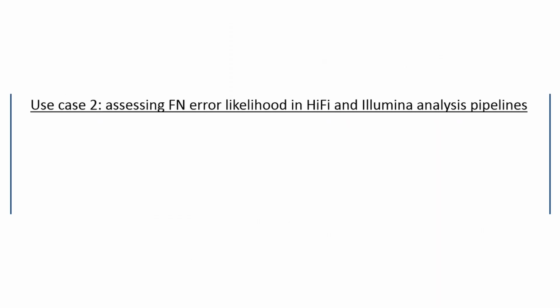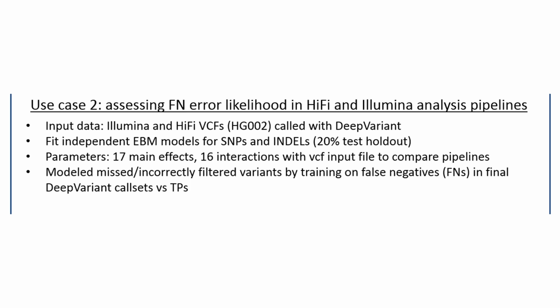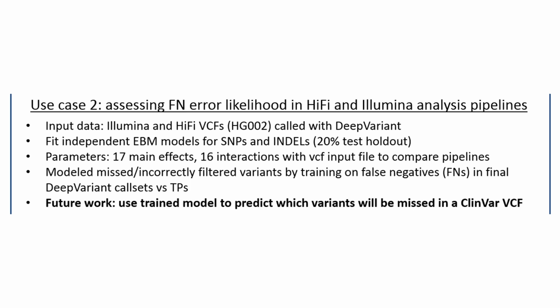Our second use case was to assess missed variants, false negatives, in HiFi or Illumina analysis pipelines. Note that in this experiment, we varied both the variant caller and the sequencing technology together, since the former was dependent on the latter. The model training process was analogous to the first use case. However, it used a few fewer parameters, and the negative class here was false negative instead of false positive, for obvious reasons. It's worth noting also, in the future we plan to use this model to understand the prevalence of missed variants in a ClinVar dataset.